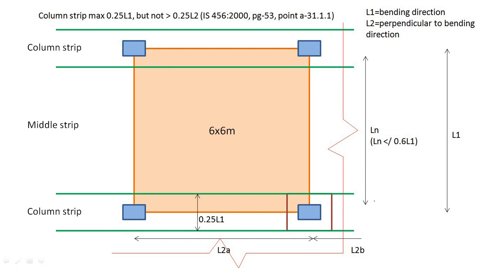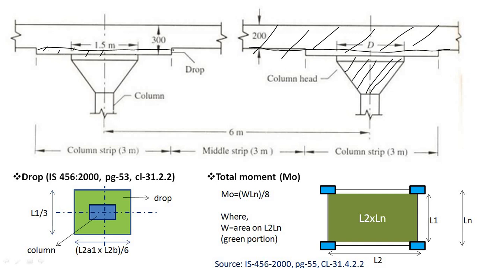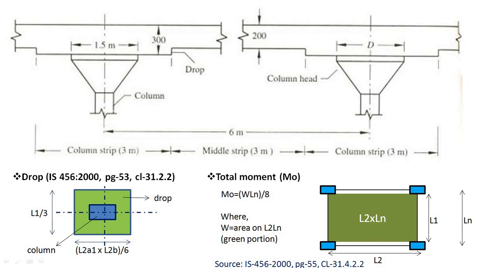Now moving on to this. This figure shows the slab and this is the drop, this is the column head, and this is the column. This picture clears all the components, which are the slab, drop, column head, and column.